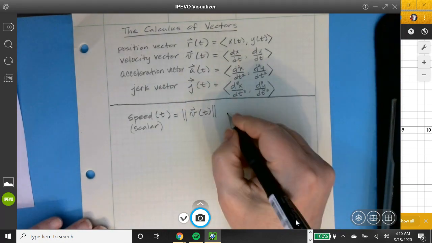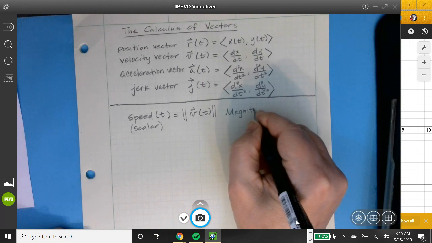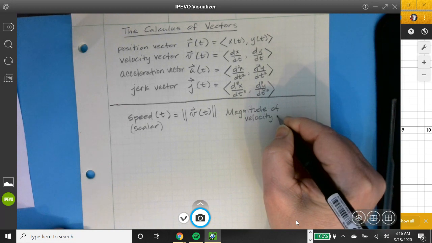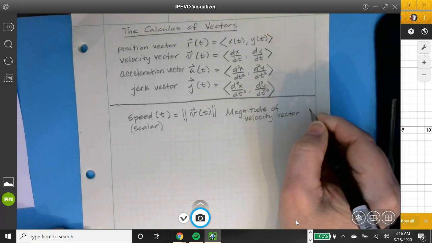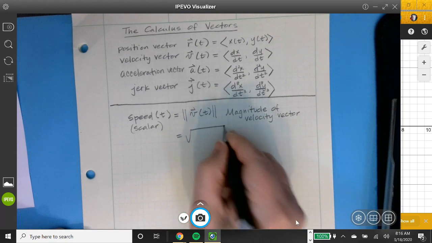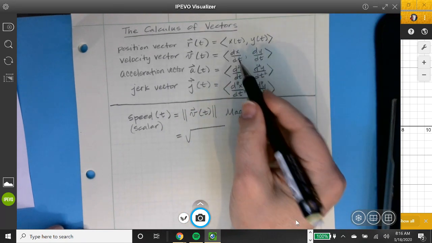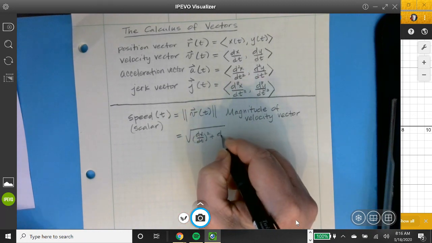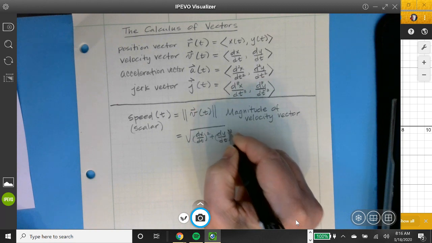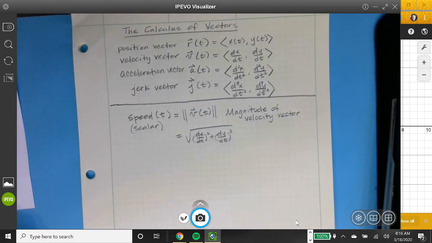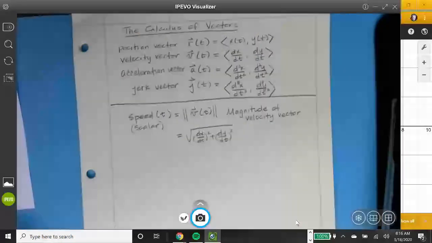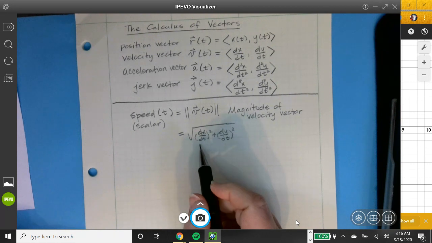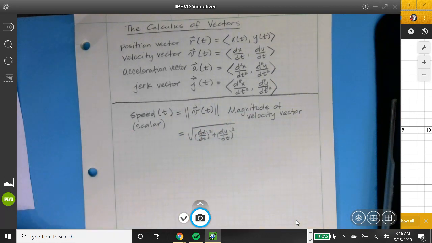Well, what is the magnitude of the velocity vector? How do we find magnitude? Well, that's equal to the square root of the component parts squared. So that's going to be dx dt quantity squared plus dy dt quantity squared. And that would be the definition of speed. And you'll notice that it's the positive square root, and it's always positive. And this is just going to give you a number if you are at some value of t. Okay?